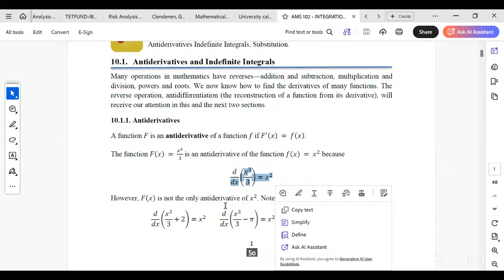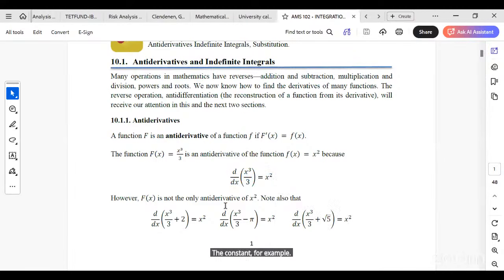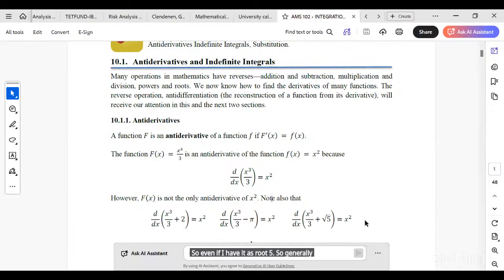So the constant, for example, if it is 2, if it is being added to x cubed, the differential will still be x squared. Even if the constant is pi. So if I use that, my function, which is x cubed, if I differentiate, I will end up getting x squared. So even if I have it as root 5, generally the function has a constant attached to it.